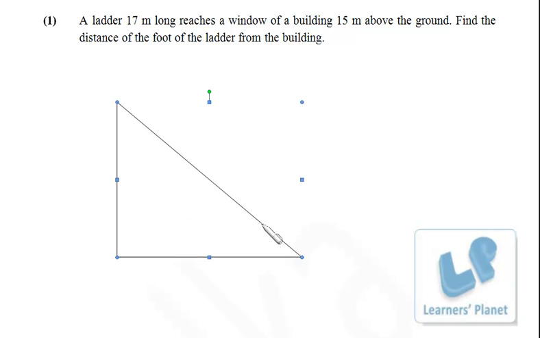So this is the ladder, this is the wall, and this is the distance between the ladder and the foot of the wall. Obviously, we get a right angle triangle over here. This is 17, this is 15, and we know 8, 15, 17 is a Pythagorean triplet. So this must be 8. A very basic problem from Pythagoras theorem.